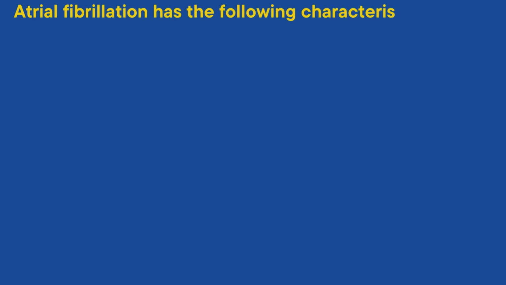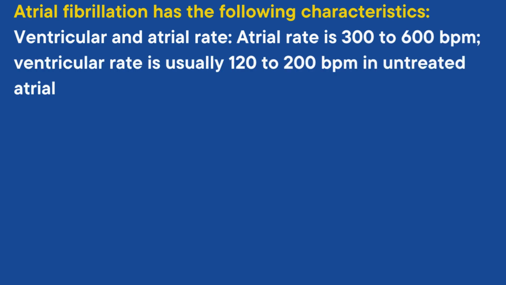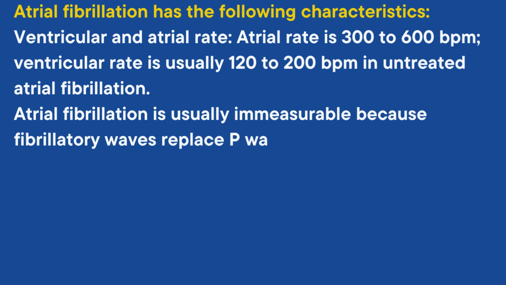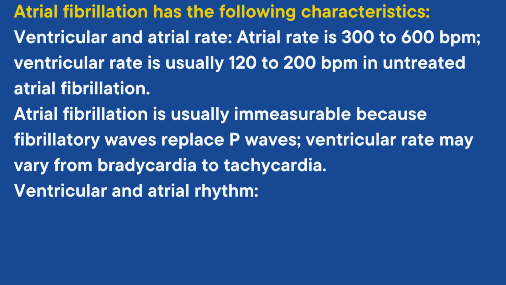Now let us see the characteristics of atrial fibrillation. Atrial rate will be 300 to 600 beats per minute. Ventricular rate is usually 120 to 200 beats per minute in untreated atrial fibrillation. Atrial fibrillation is usually immeasurable because fibrillatory waves replace P waves. Ventricular rate may vary from bradycardia to tachycardia. Ventricular and atrial rhythm will be highly irregular.